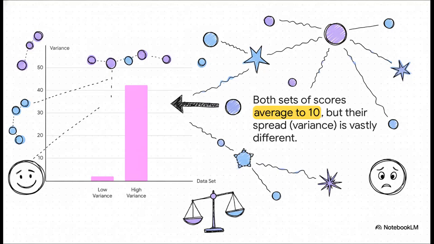And this picture just illustrates it perfectly. Check out these two sets of scores. Now, here's the wild part. They both have the exact same average, a perfect 10. But look at them. They tell completely different stories, right? The low variance group on the left is super consistent, very predictable. But that high variance group on the right, it's all over the place. Same average, but a totally different reality. That is variance in action.